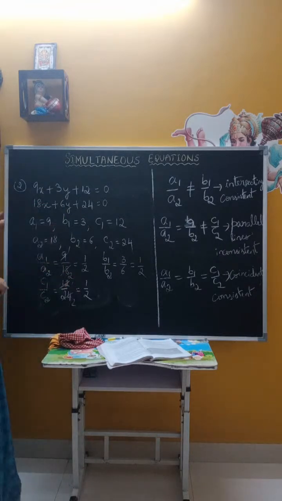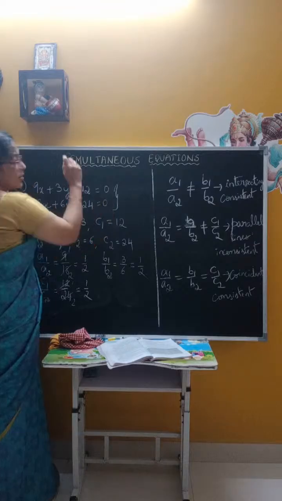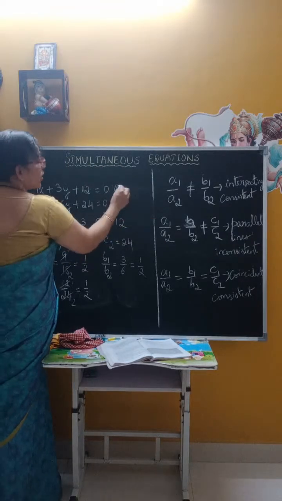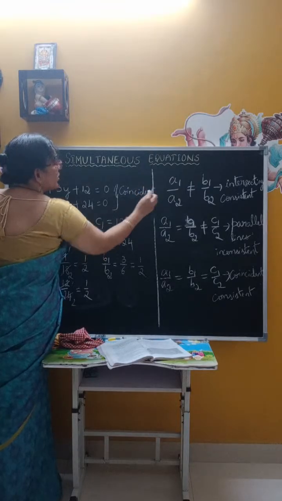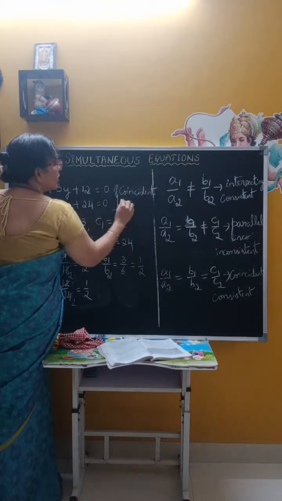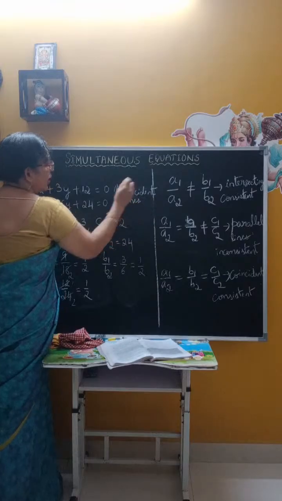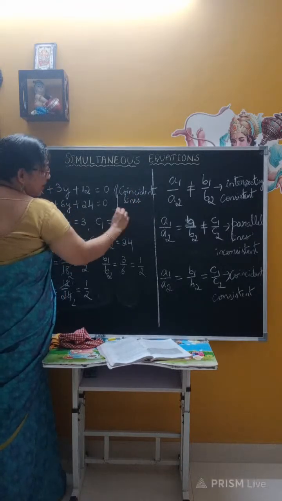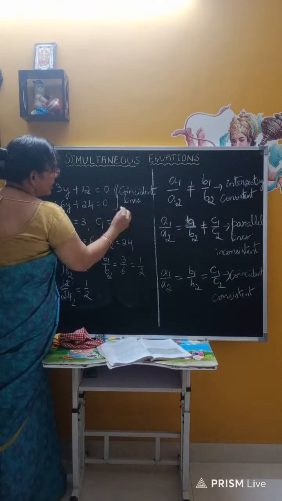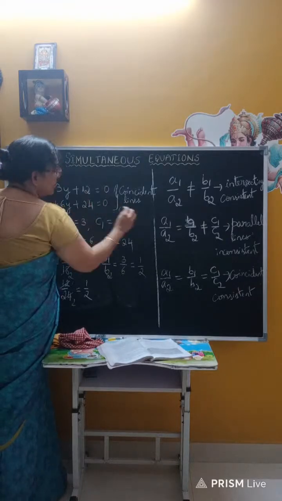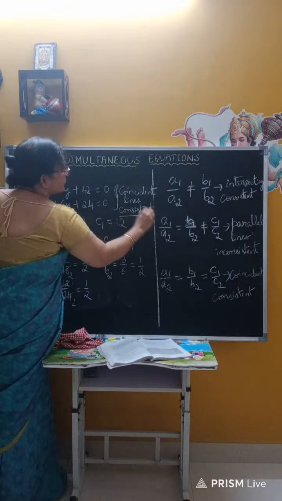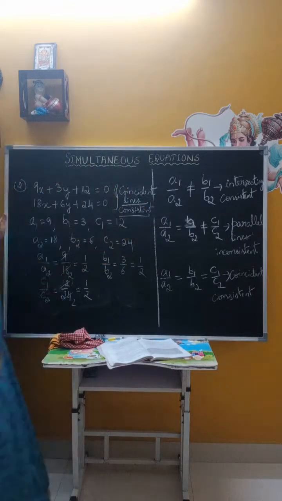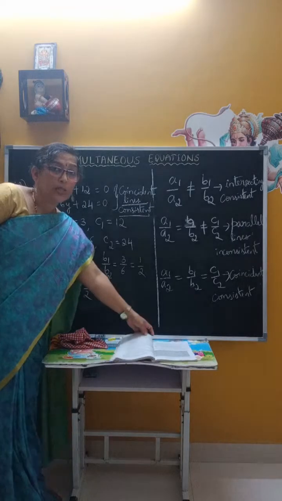So here what is the conclusion? Conclusion is here these lines are coincident lines, and we get here also infinite number of solutions, and the pair of lines are consistent. Equations are consistent. So this is the conclusion. Now let us go for third example. You finish this.